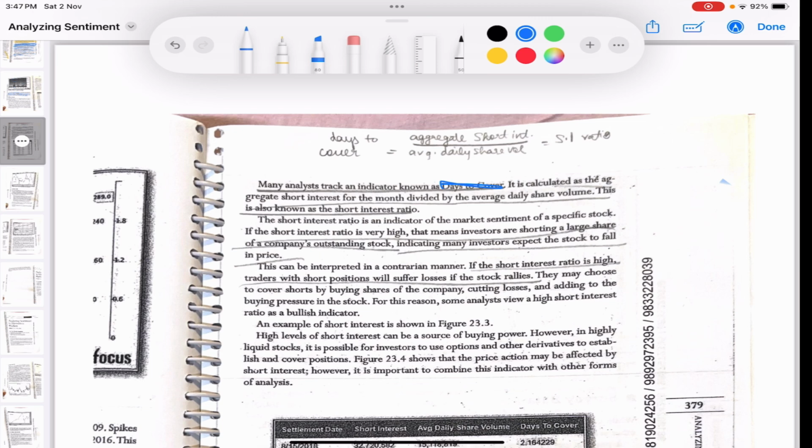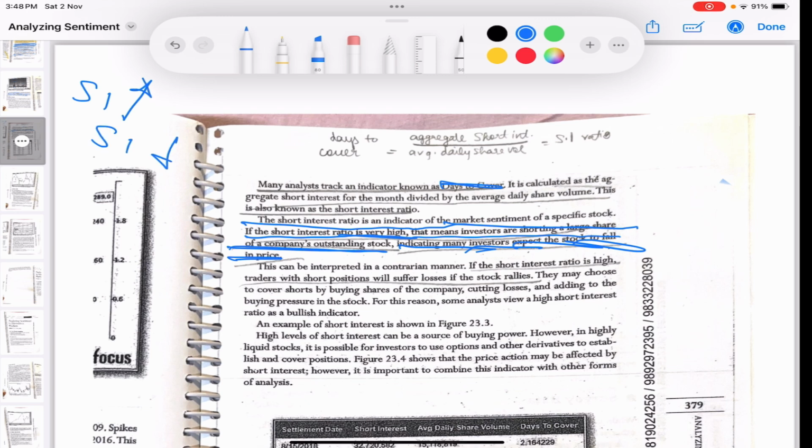Aggregate short interest of the month divided by the average daily short volume is going to give us the days to cover, or the SI ratio. So the short interest ratio is an indicator of the market sentiment of a specific stock. If the short interest ratio is very high, that means that investors are shorting a large share of the company's outstanding stock, because many investors expect the stock price to fall. Obviously, if short interest is high, that means that people are interested in shorting more and more.